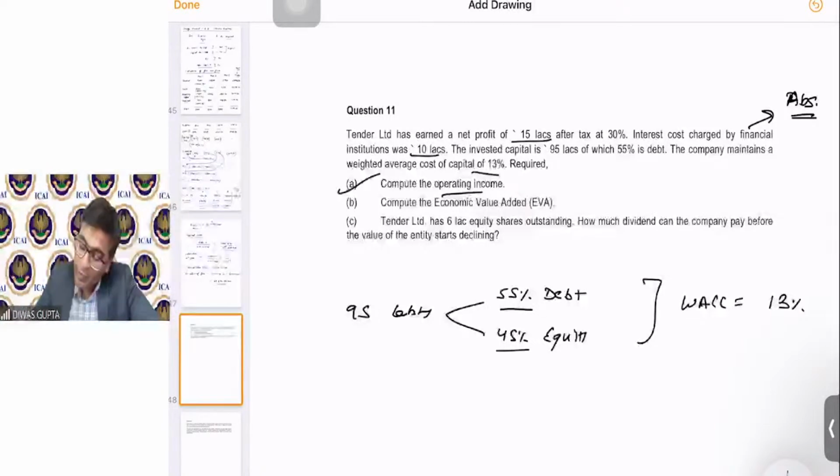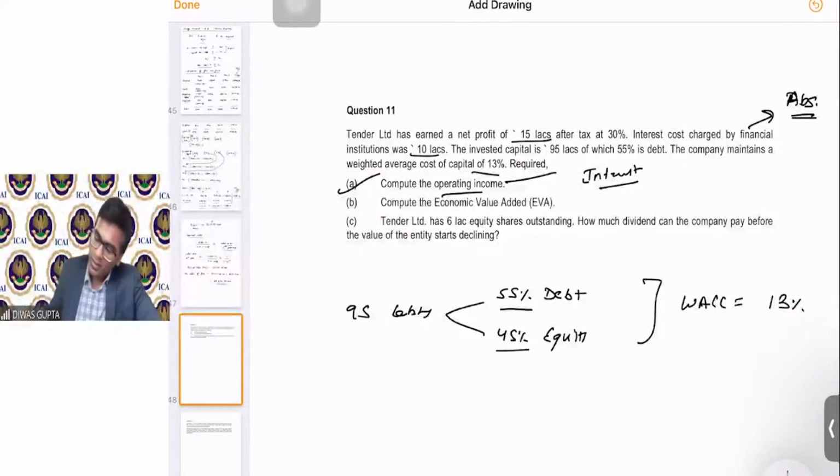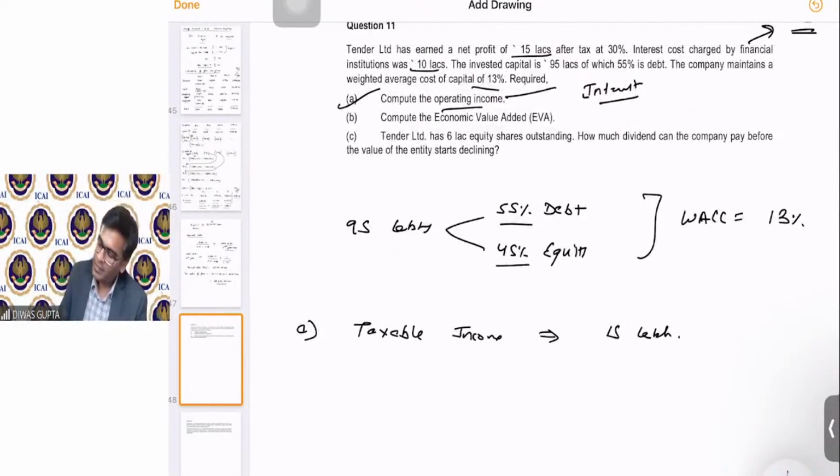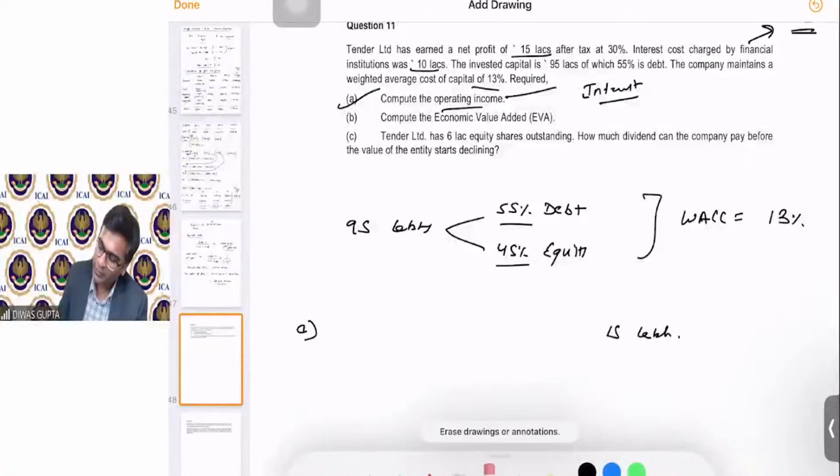What do we mean by the operating income? Which is adjusted for interest, students, right? Which is the NOPAT, net operating profit after tax, correct? So let's start. We have been given a taxable income of, let's say, 15 lakhs, right? Okay, let's start like this from whatever is given in the question.